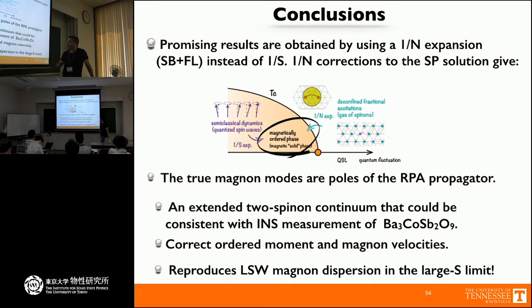And the other aspect is, we can get the correct ordered moment and velocities by adding this simple 1/N correction. And finally, it is possible to reproduce now the large S limit. So thank you very much for your attention.